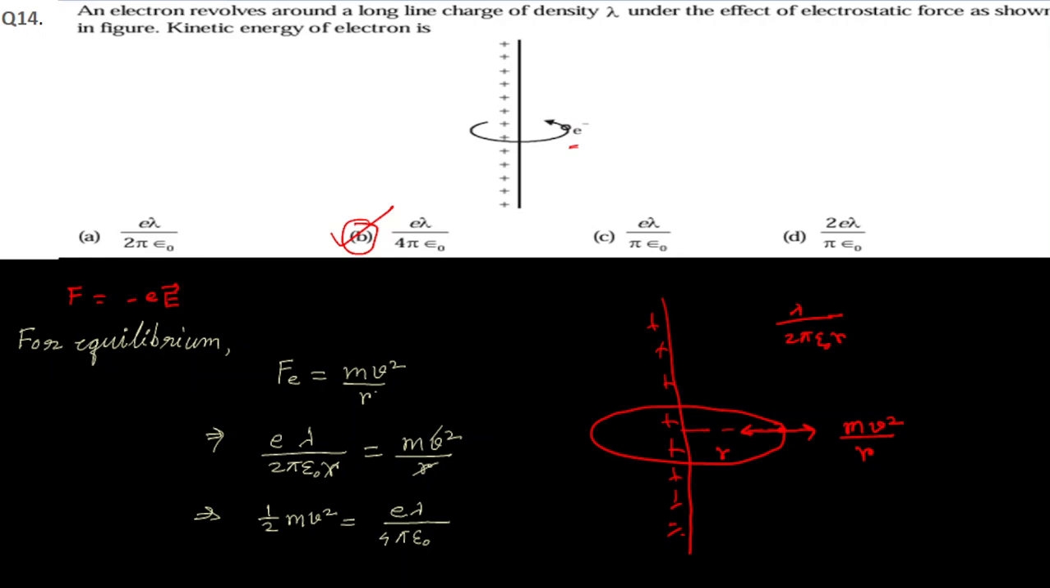Then take a look at question number 15. In question number 15, it is written: the charge Q is uniformly distributed over a thin half ring of radius r. The electric field at the center of this ring is. Okay, so I will give you a hint. You can solve it yourself. So let me just draw a semicircle here.